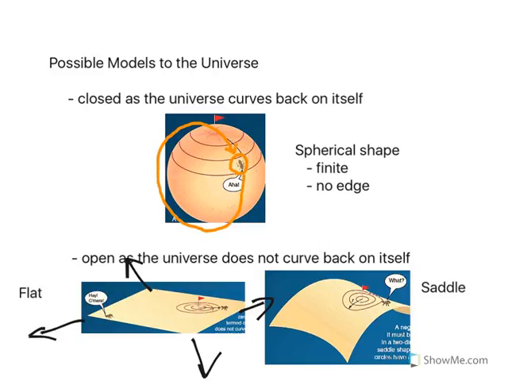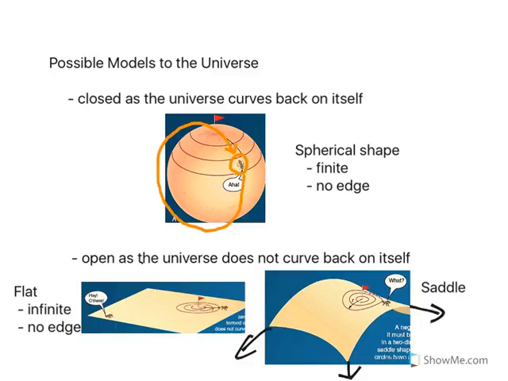Therefore, the flat shape has no edge, and it continues infinitely. You can extend this piece of paper out infinitely, and it'll never curve back in on itself. Therefore, it is an infinite universe. It has no edge. Now let's look at the saddle shape.